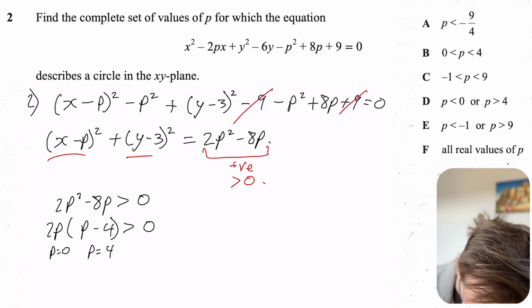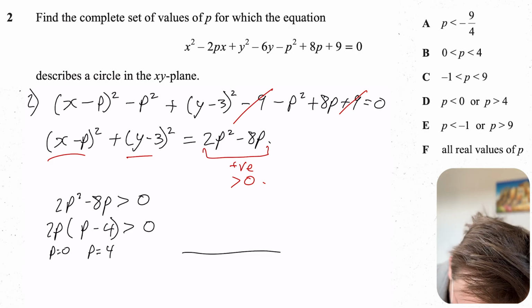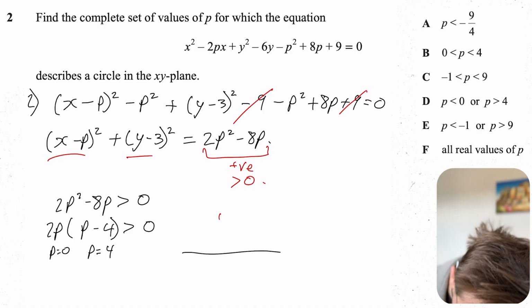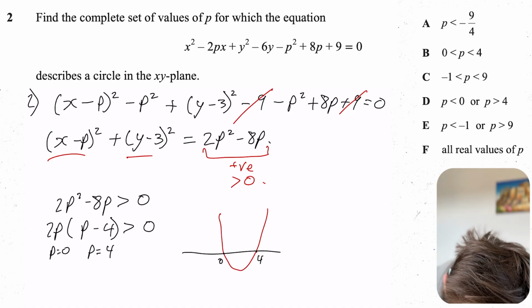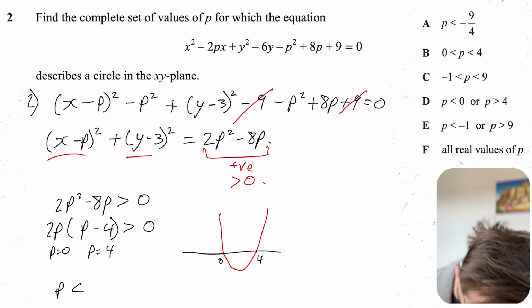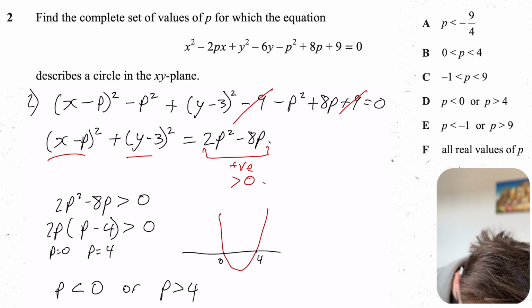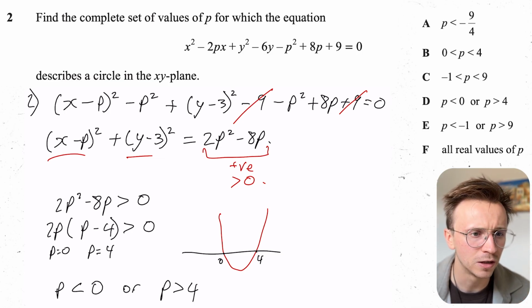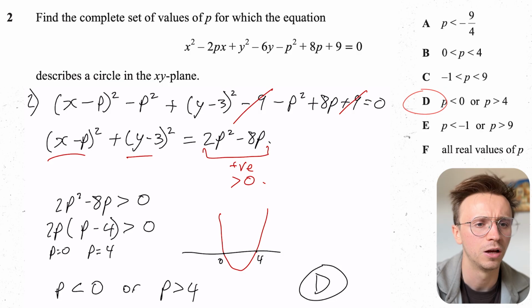I always like to quickly sketch the quadratic. So I've got 2 solutions and the curve looks like this: that's 0 and then that's 4. I want to be above the curve, so I need p less than 0 or p greater than 4. So that is D. Perfect, glad there is an answer.